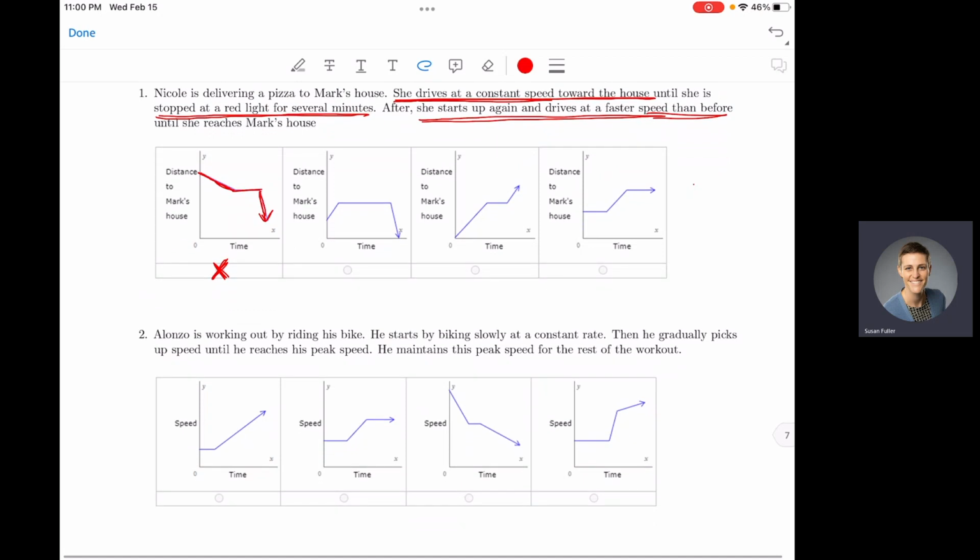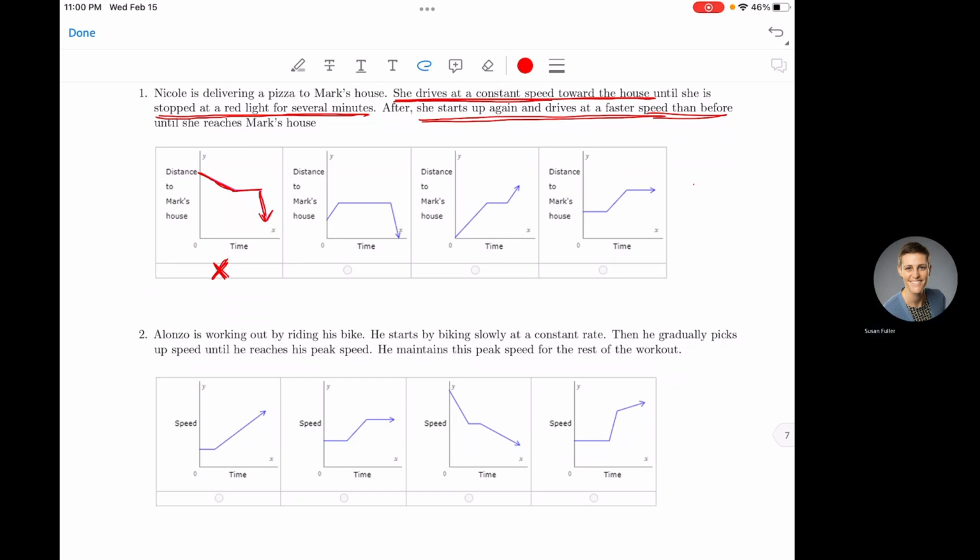All right, let's try another one of these. Number 2, Alonzo is working out by riding his bike. He starts by biking slowly at a constant rate. Then he gradually picks up speed until he reaches his peak speed. And then he maintains this peak speed for the rest of the workout. Okay, again, let's pay attention to what we are representing over here. So our y value here is the speed. So as we are going to go through this again, I want you to think about what is happening to his speed.